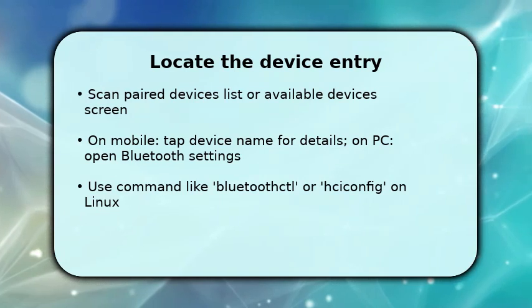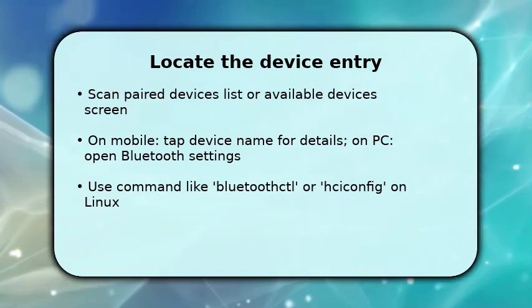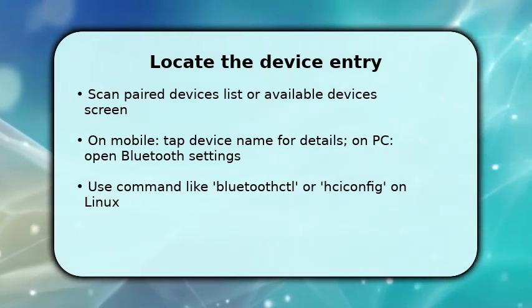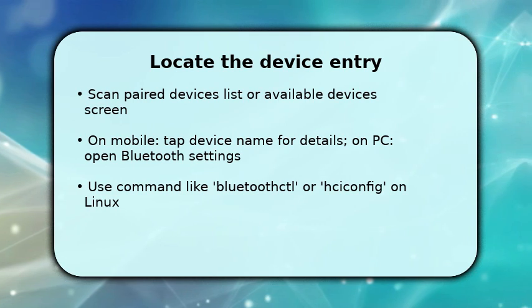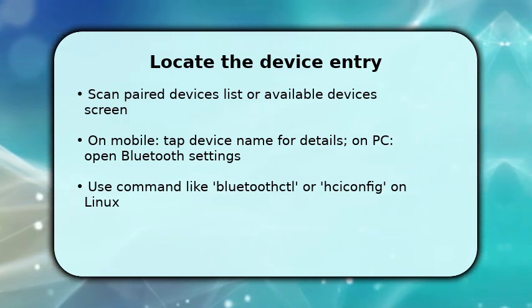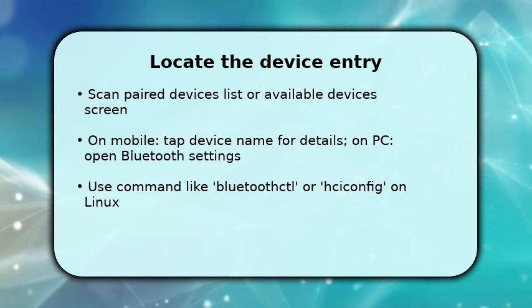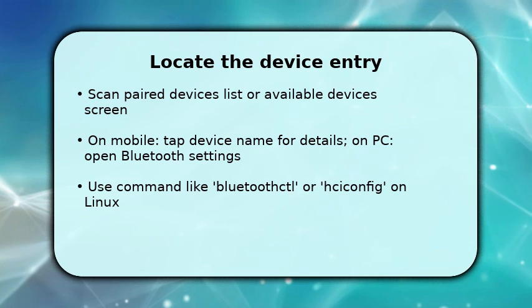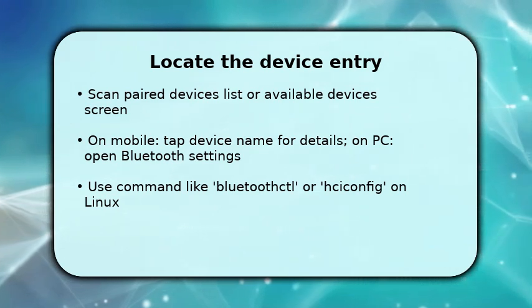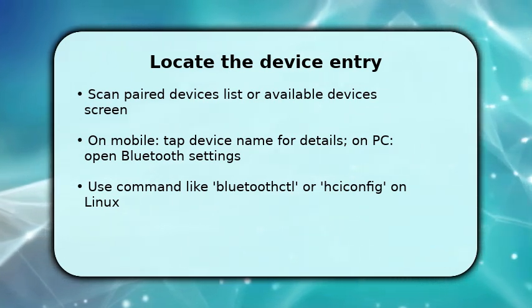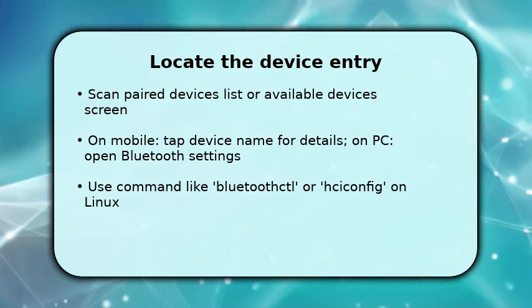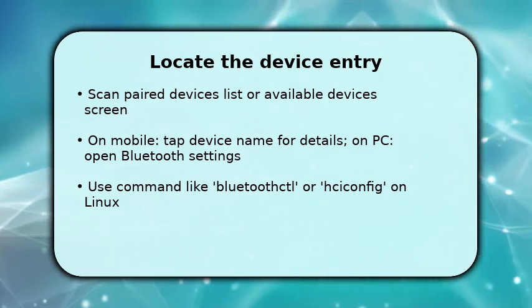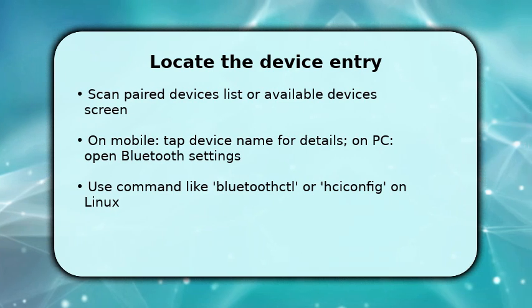Now find the device in the interface that lists Bluetooth devices. On phones, tap the device name to view details. On desktops, open Bluetooth settings or the devices panel. For paired devices, the MAC is often shown in the detail view. If you prefer command line, run tools such as bluetoothctl, hciconfig, or system-specific commands. These print addresses like 00:1A:7D:DA:71:11.